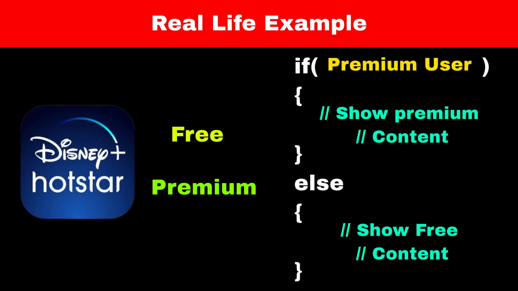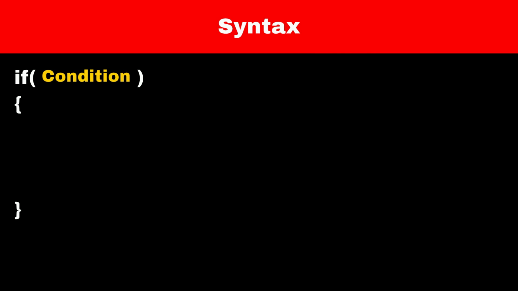The syntax of if statement is quite simple. We begin with if keyword followed by condition enclosed in parentheses, that is open and close bracket. If this condition is true, the code within the curly bracket is executed, and if this condition is false, then program will not execute whatever is written in if block, and it will continue its execution from the next line of if block.